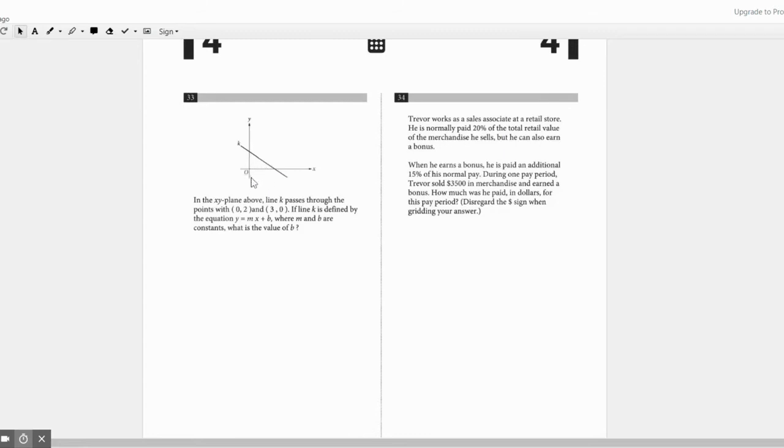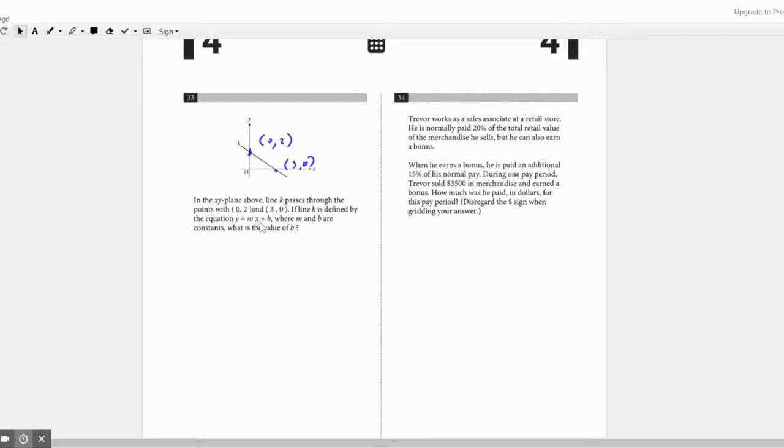Number 33. So there's a line, and they said it has 0, 2 and 3, 0. So you can kind of plot that if you want right away. That's going to be 0, 2 and 3, 0, right? Because that's the x value. X value is 0, so you go here.